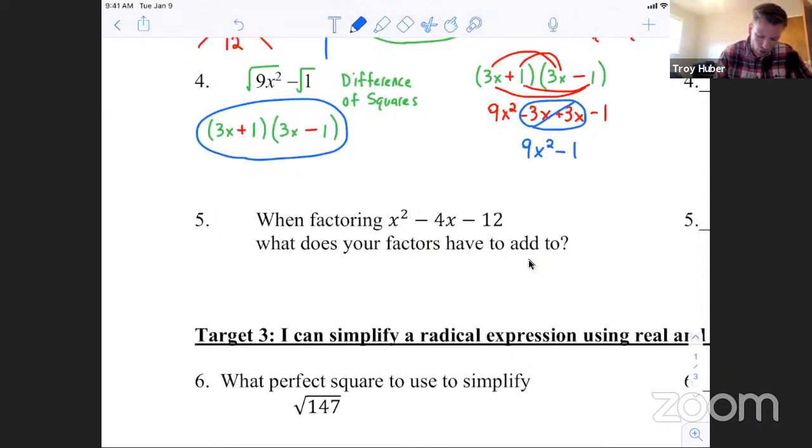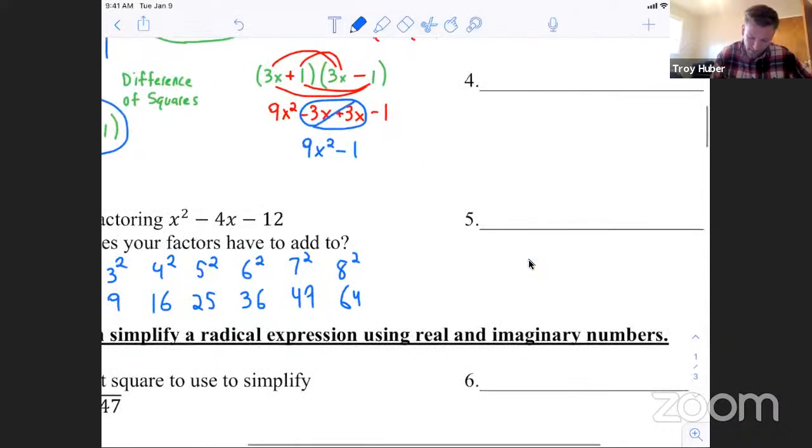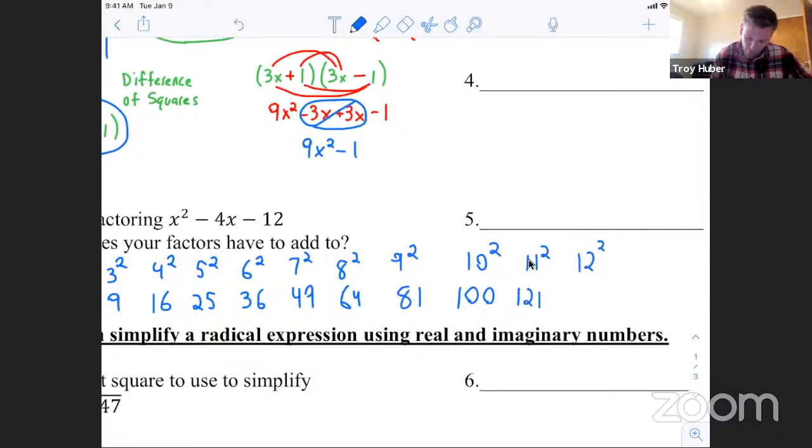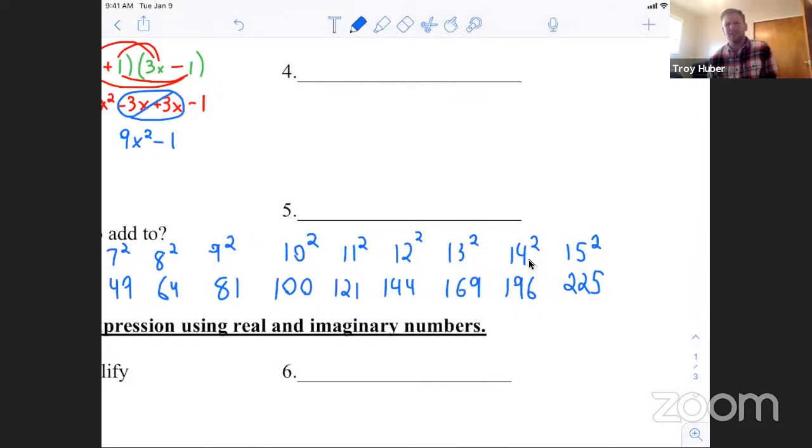All right, so let's go ahead and go through all of these. 1 squared is just 1. 2 squared is 4. 3 squared is 9. 4 squared is 16. 5 squared is 25. 6 squared is 36. 7 squared is 49. 8 squared is 64. 9 squared is 81. 10 squared is 100. 11 squared is 121. 12 squared is 144. 13 squared is 169. 14 squared is 196, and 15 squared is 225. I stopped at 15 just because I don't think we'll need to go any higher than 15, and that's all the ones that I know off the top of my head.